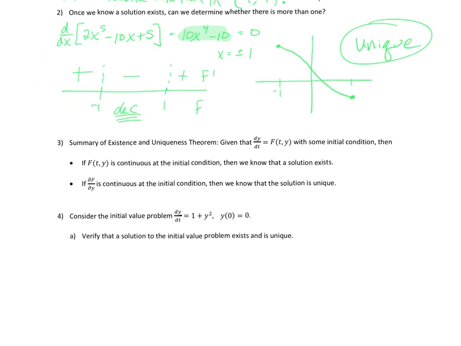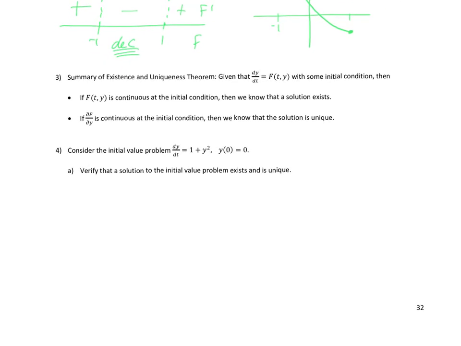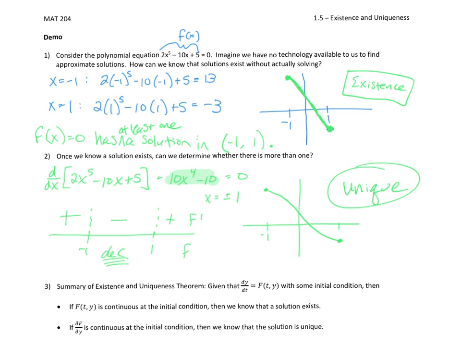Okay, so here's the summary of the existence and uniqueness theorem for differential equations. If you're given that dy/dt is some function with t's and y's in it and has some initial condition, then 1, if the function f of t, y, the right-hand side of your differential equation, is continuous at the initial condition, we know a solution exists. That is analogous to what we did up here, right? We had to know that the polynomial was continuous so that we'd have to connect these without picking up our pencil. So part 1 for existence, you need continuity.